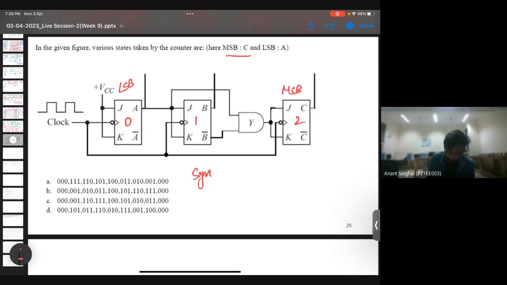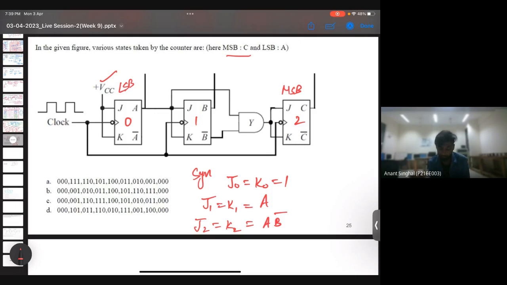So we can write the equations. We can see J0 equals K0 equals 1, it is always connected to high. Then J1 equals K1 equals, you can see, it is nothing but A. I'm just writing these equations from the circuit. J2 and K2 is nothing but A ANDed with B bar. Everyone agrees? Any doubt in this?